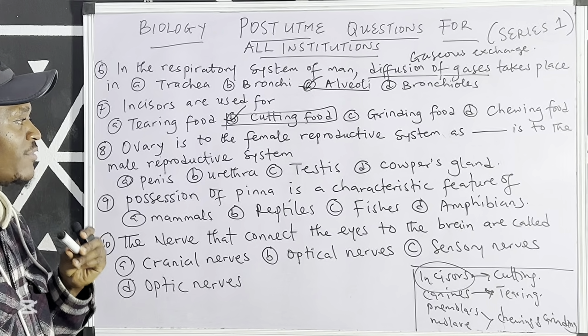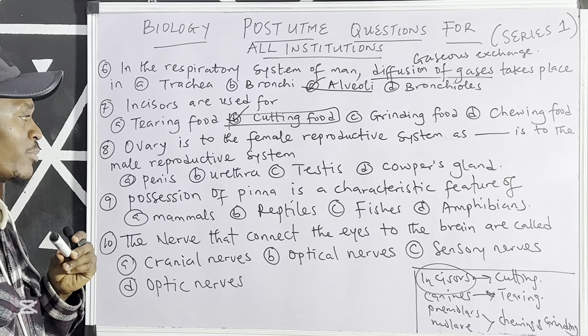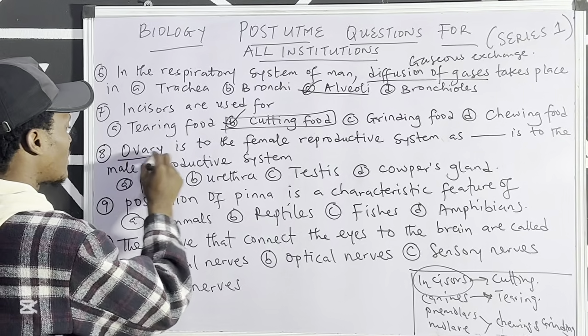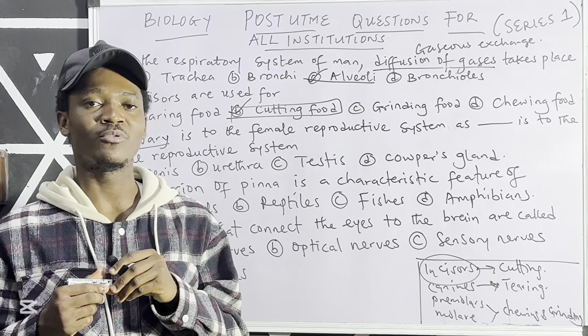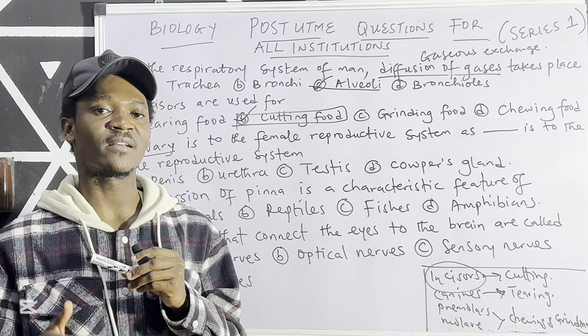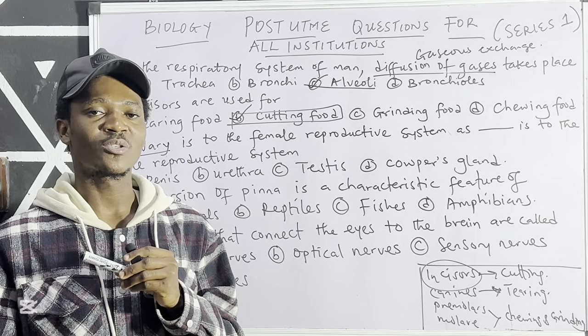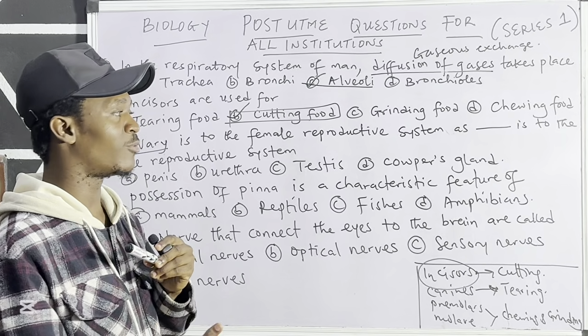Ovary is to the female reproductive system as dash is to the male reproductive system. Now, what is the ovary in females? The ovary simply releases or produces eggs. And what are eggs? Eggs are regarded as the sex gametes of females. So the organ that produces the sex gametes of females is the ovary.